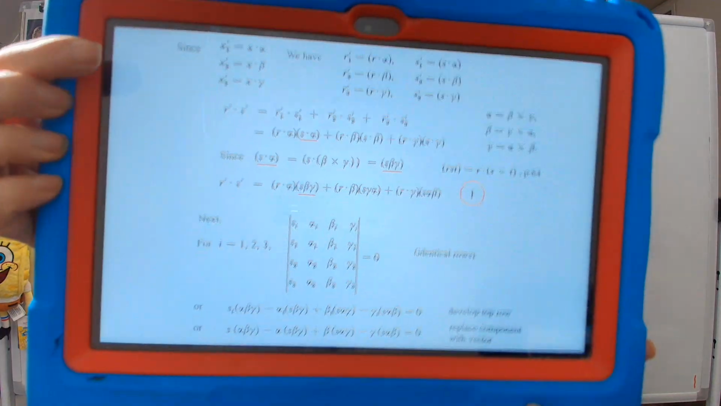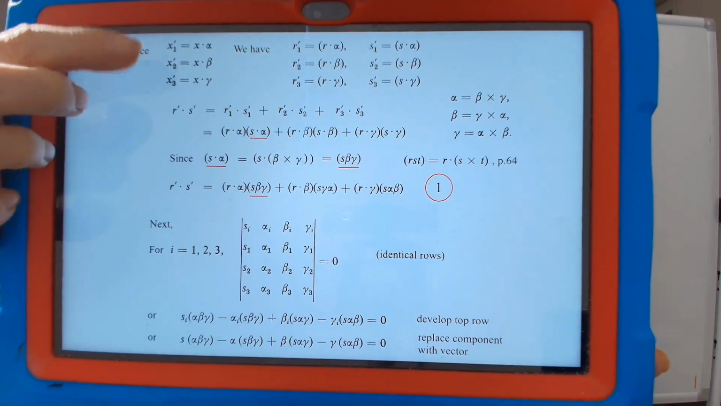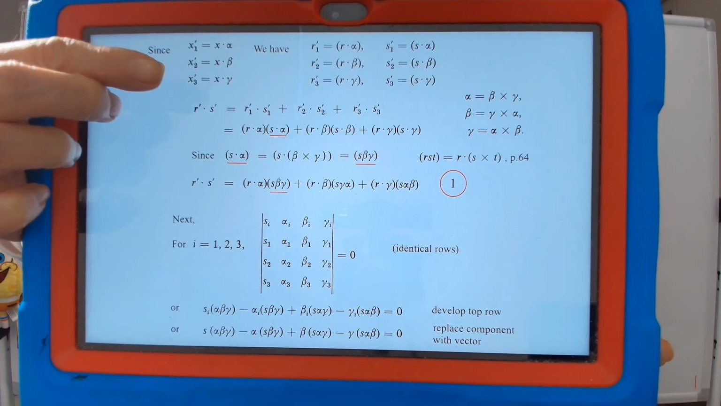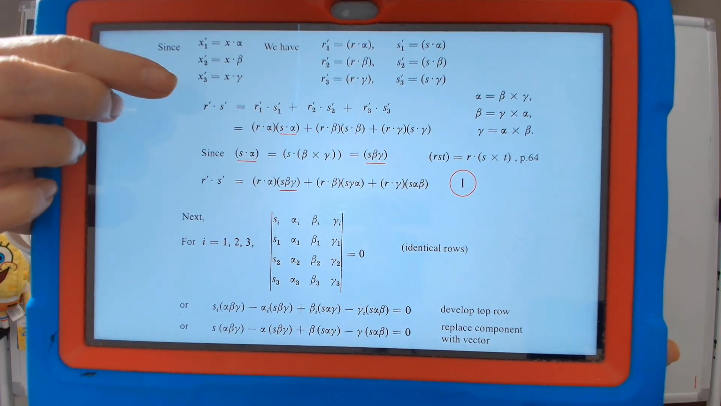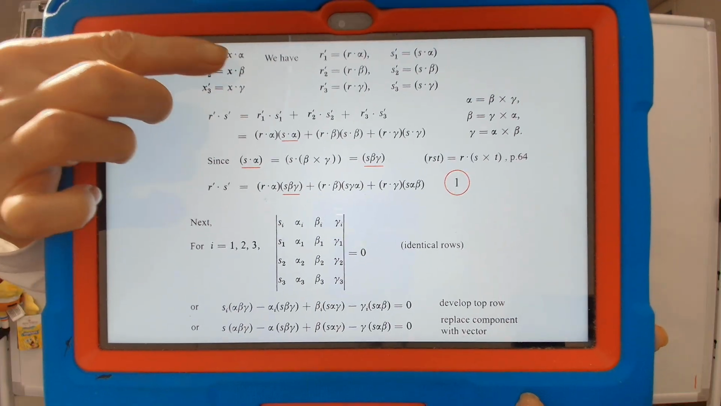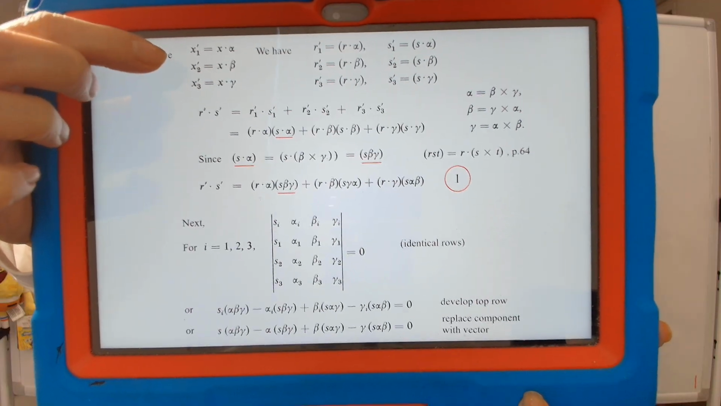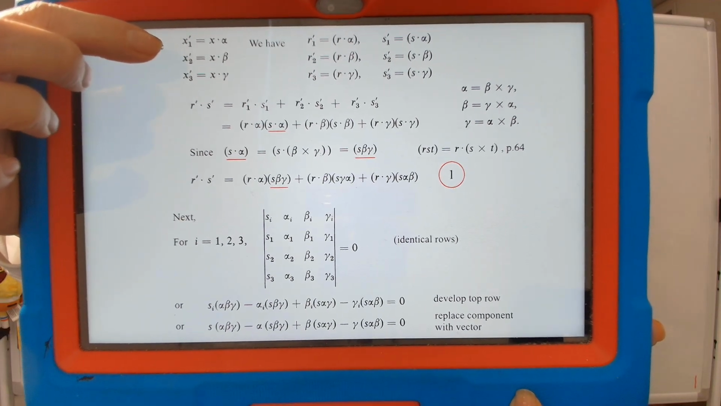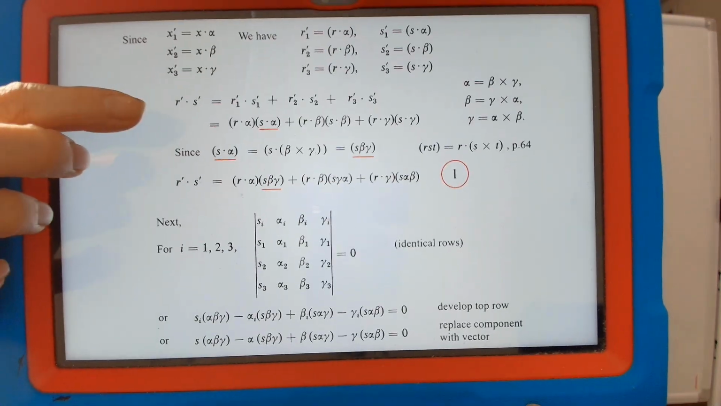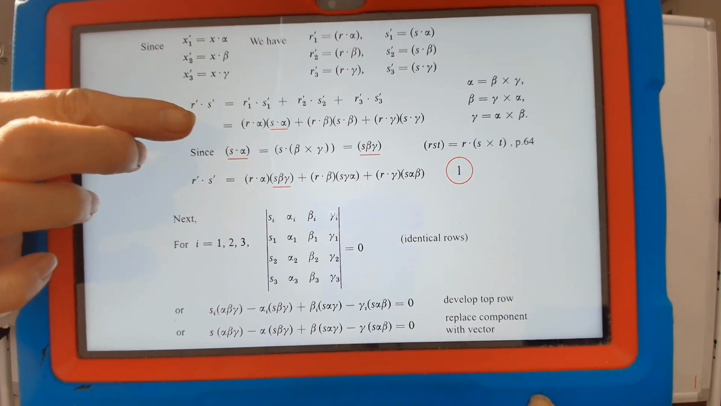I scanned it in here so I can edit something to make it easier for me. This is what we had before. The new coordinate system is equal to the old one dotted with alpha, beta, gamma, respectively, to get the three components of the new system. Now, because of that, we have R and S. The new ones, R1 prime, is R dot alpha, just like this one. Similarly, for S, S1 prime is S dot alpha, and so on. So these are the same. Then what we're going to do is calculate R prime dot S prime, which is, of course, equal to each component being dotted together.